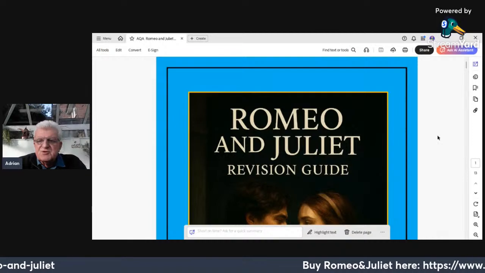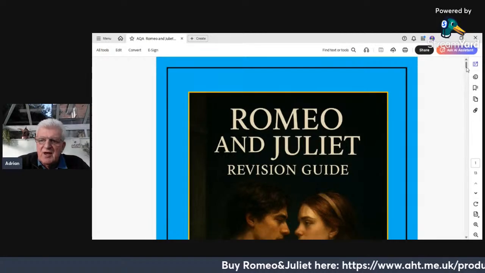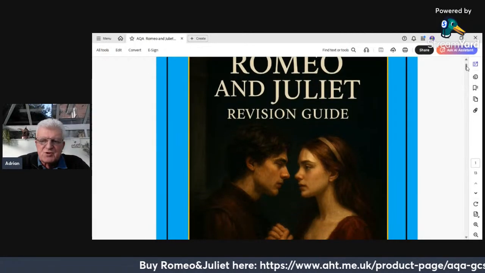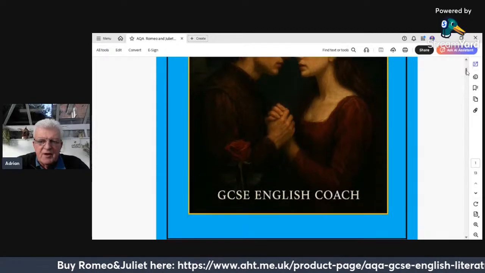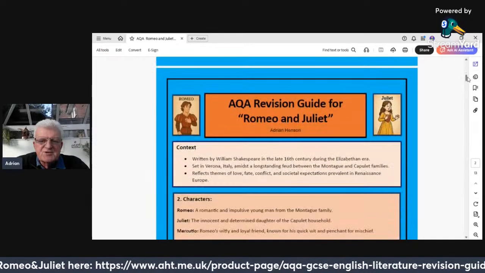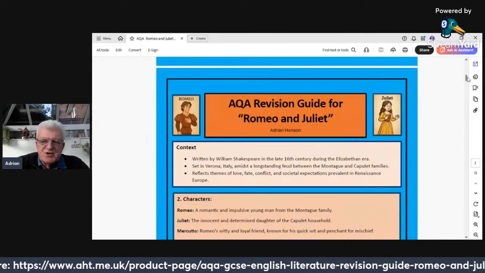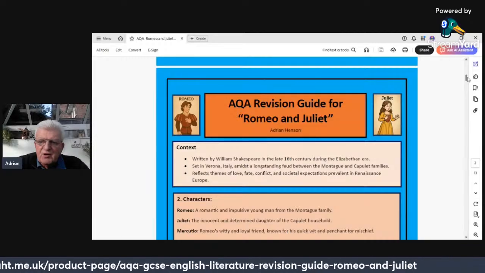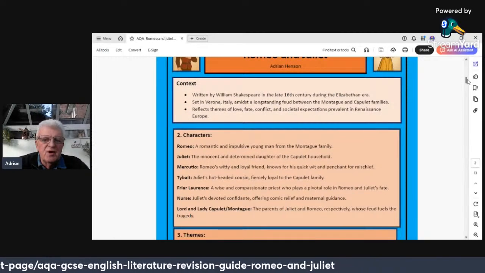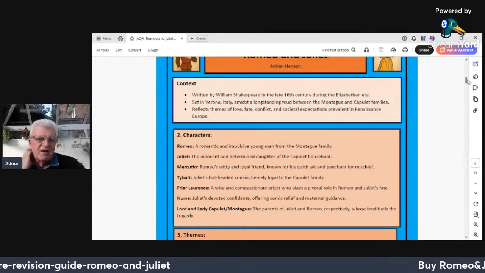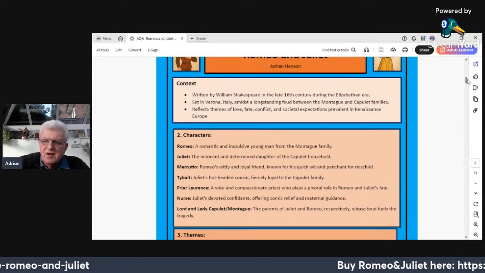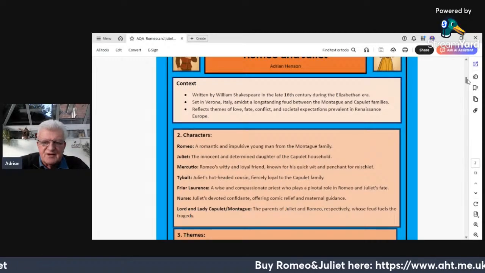So I've just shared up the Romeo and Juliet source, which I've developed. I want to go through it with you a little bit. So here is the guide, and this is what's in it. You've got context, of course, which gives you the very important background to when this was actually written and when it took place.